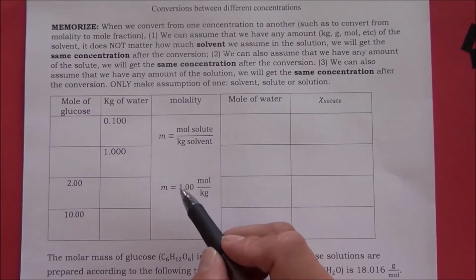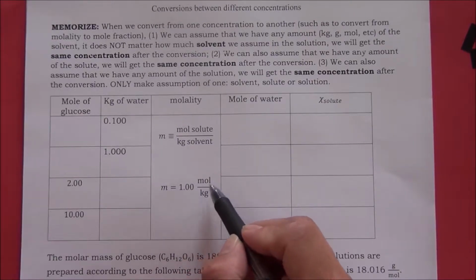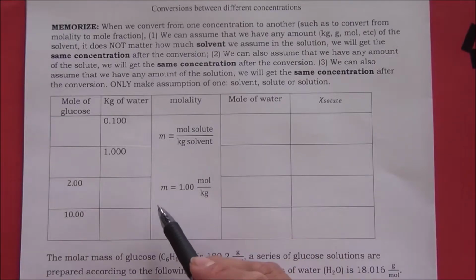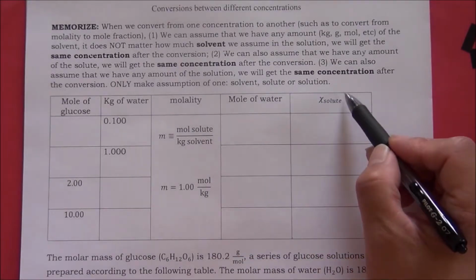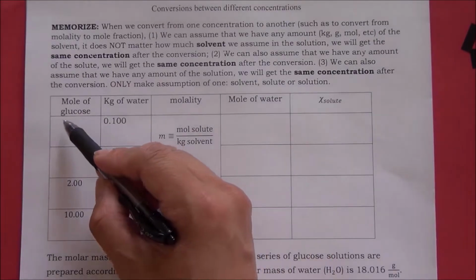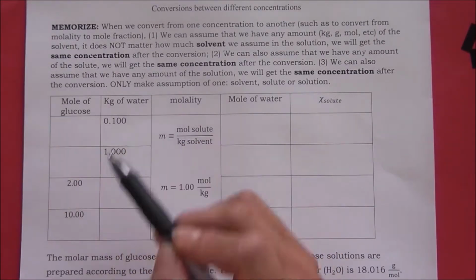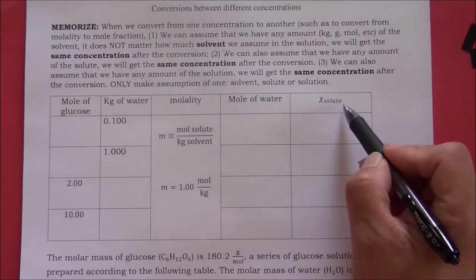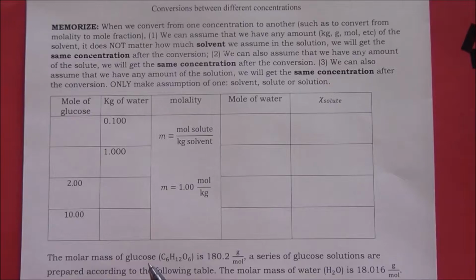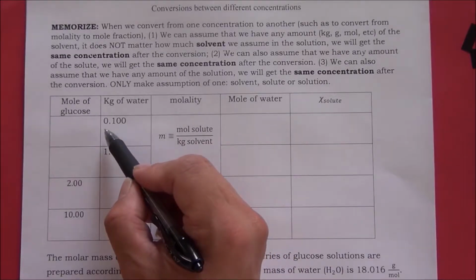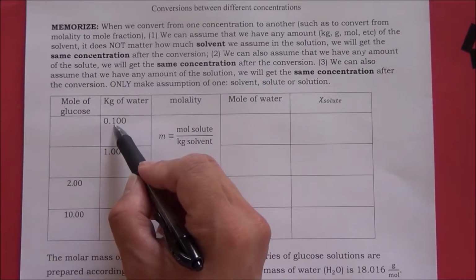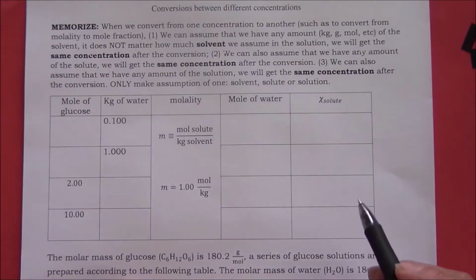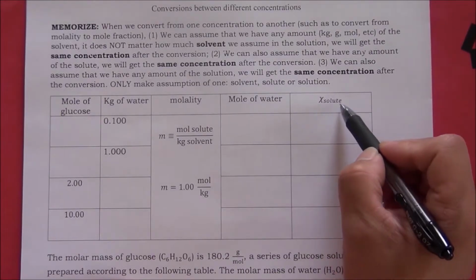We have a solution which is 1.00 mole per kilogram. This is molality. I want you to convert to mole fraction of the solute. Glucose is the solute and water is the solvent. So we want to calculate the mole fraction of the glucose. First, we will assume we have 0.100 kilogram of water in the solution. Then let's see what kind of mole fraction of glucose we will get.